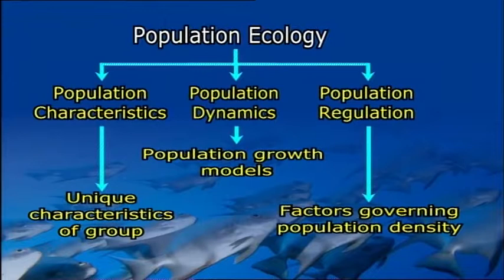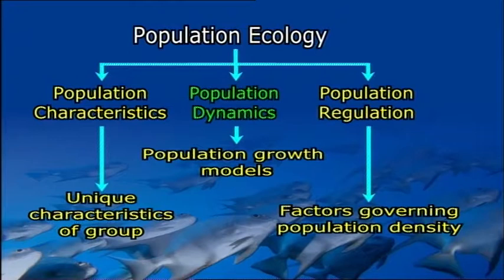Now, let us consider the major areas involving study of population ecology. The study of population ecology can be divided into three main parts. First, population characteristics. In this type of study, various characteristics which are unique to the group as a whole and not to the individual in the group are described.